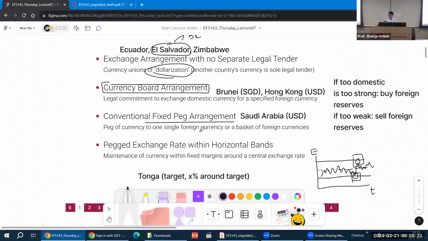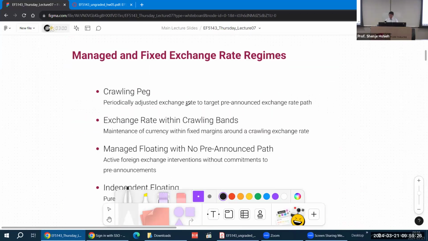Okay, so that's Tonga. All right, let's get to a little bit more nuanced type of currency exchange regimes.